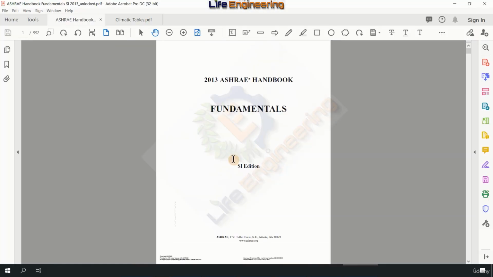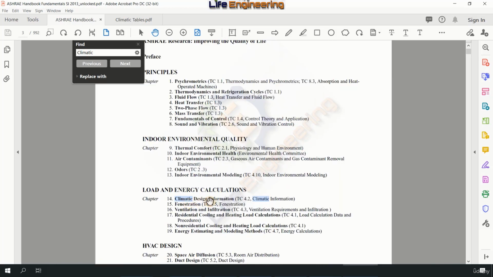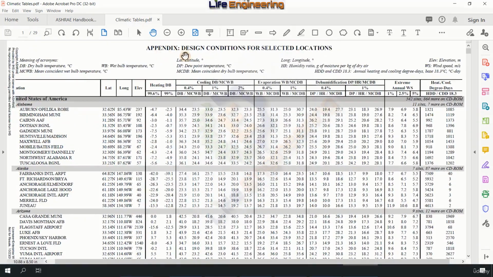We can check the weather data in ASHRAE Fundamentals. We can search for climatic, Chapter 14, Climatic Design Information. I separated this chapter. It has this important table that we require: the appendix for design conditions for selected locations. It has most of the major cities in the world.